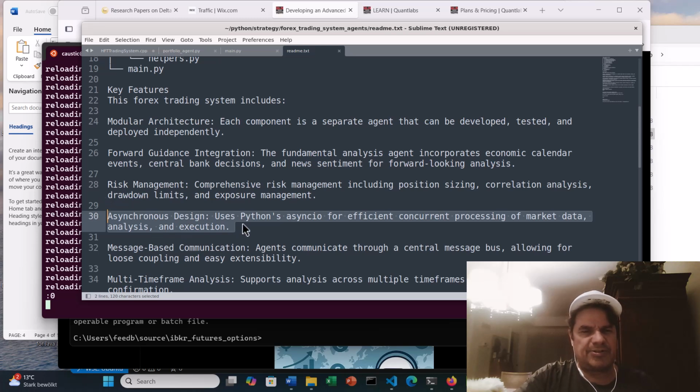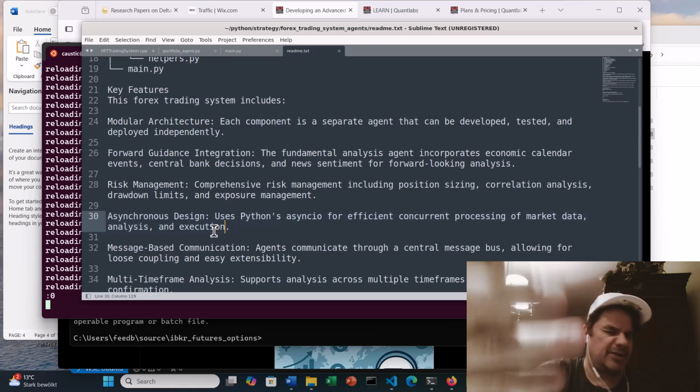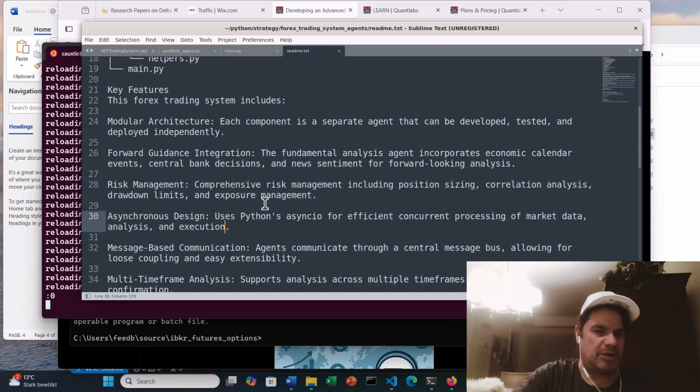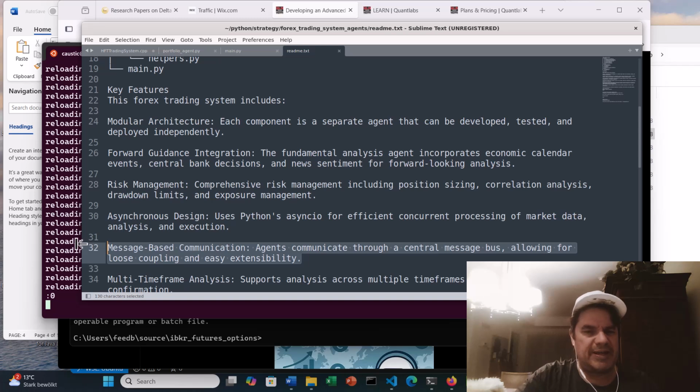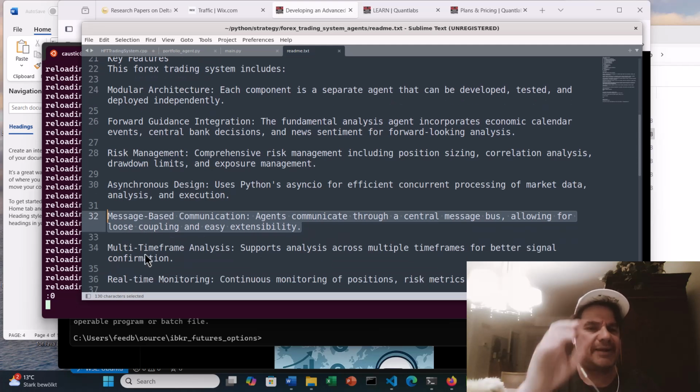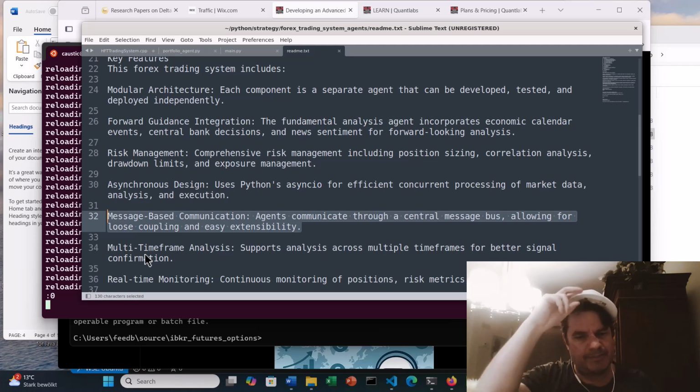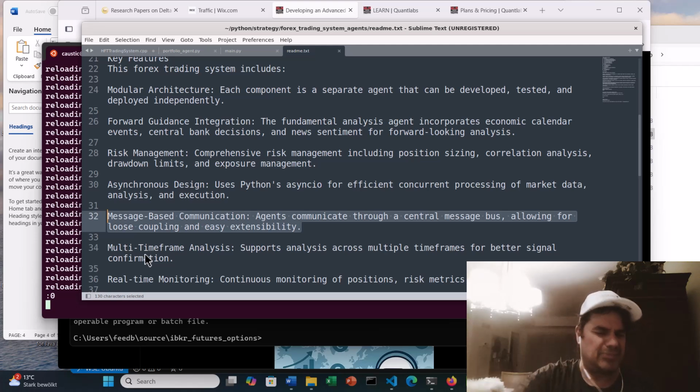On top of that, we got asynchronous design. So we're using asyncio for efficient concurrent processing of market data, analysis, and execution. I'm going to go into another document, another post that I put up on my blog about this in more detail. Then message-based communication: the agents communicate through a central message bus, allowing for, this is the word, loose coupling and easy extensibility. That's where each agent is loosely coupled.